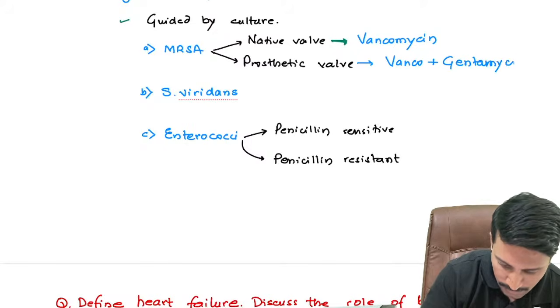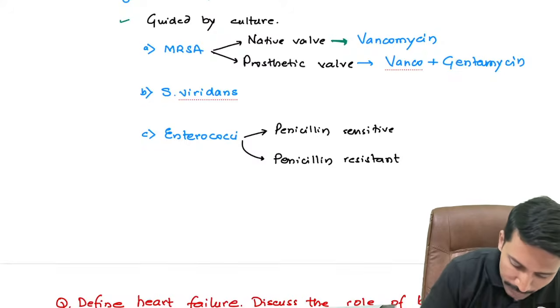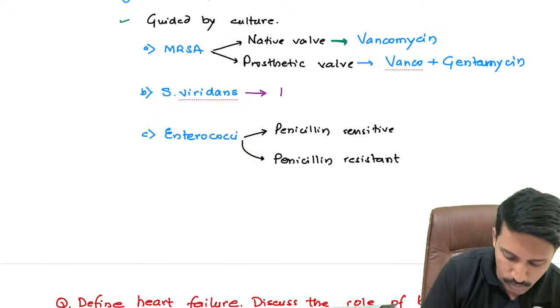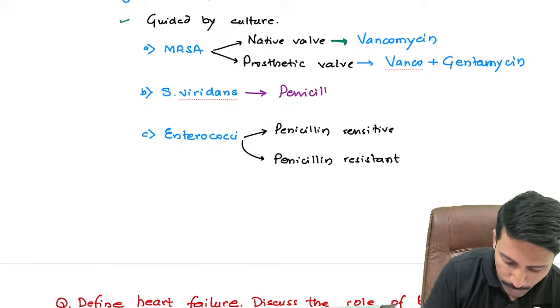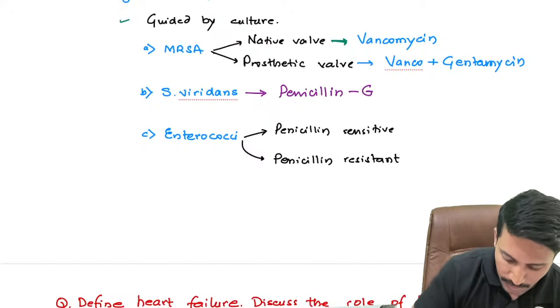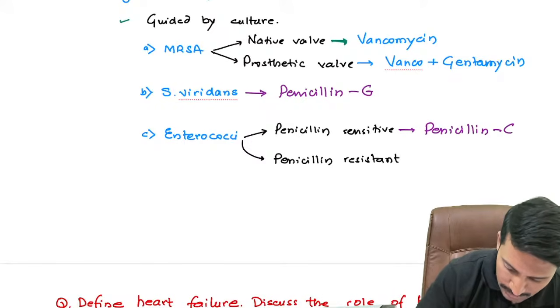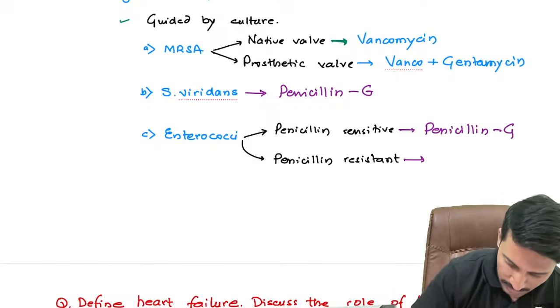Vancomycin plus gentamicin. Okay. If it is Streptococcus viridans, thankfully it is still sensitive to penicillin, so we treat with penicillin G. If it is enterococci which is sensitive to penicillin, of course we will treat it with penicillin G only because it is sensitive. If it is penicillin resistant, again we treat it with vancomycin plus gentamicin.